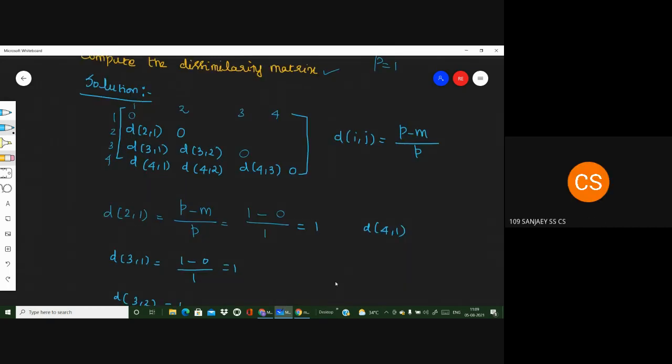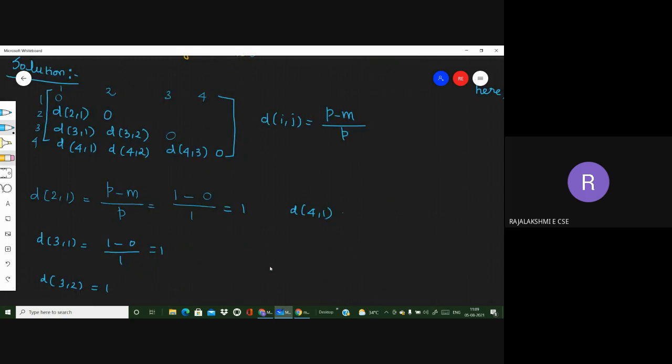Okay, therefore how you will be calculating? This is P minus M by P. P is only one variable I am comparing. The match is perfectly matching. Divided by 1, which is equal to 0. Therefore, no dissimilarity between these two patients. ரெண்டு பேருக்கும் ஒரே வியாதி இருக்கு.